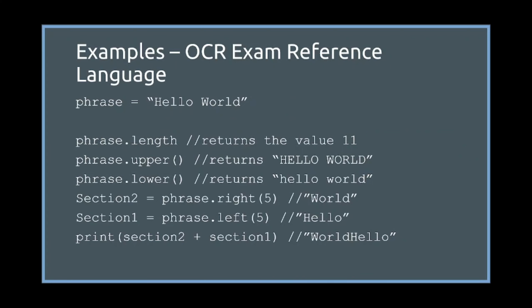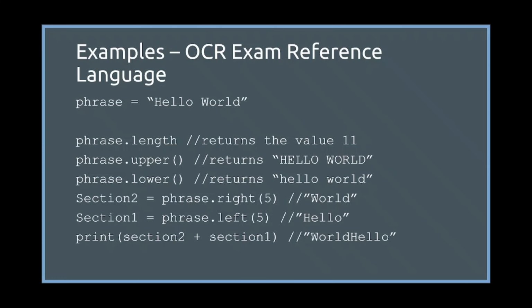So we're going to have a look at how this works with OCR exam reference language, or pseudocode. So you can see there that I've initialized a phrase at the top called hello world, and then I've got a chunk of code at the bottom, and what I've done at the end of each line is I've just left a comment to show what it would do, and then when we actually demonstrate it, we'll be able to get it to print out.